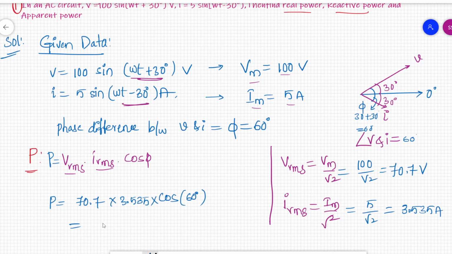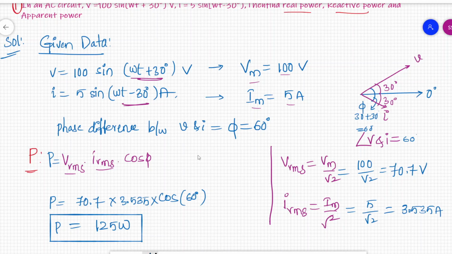So what is the power here? That is around 125 watts. So you find the real power and reactive power by using RMS values, not peak values. 125 watts is the real power for these voltage and current waveforms.